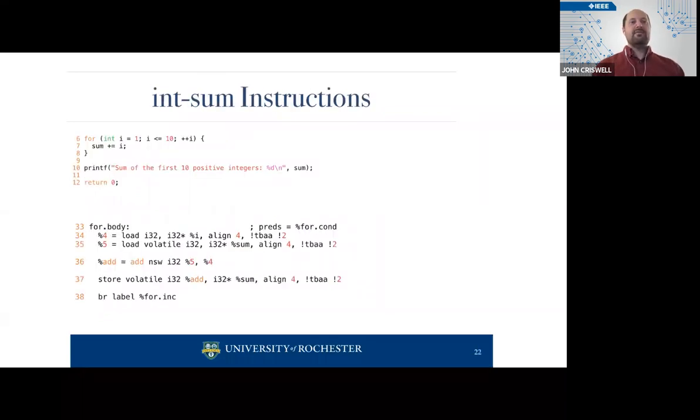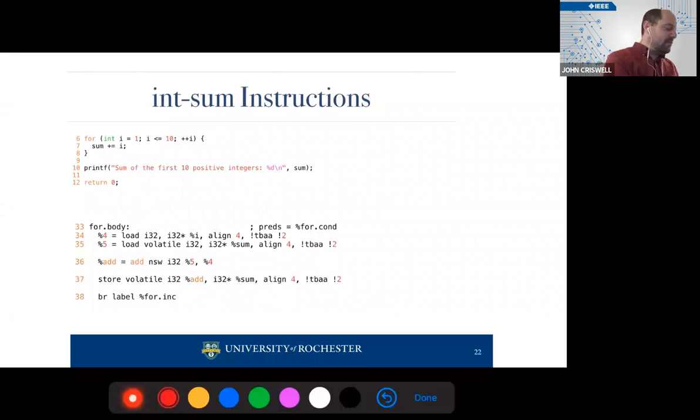And so again, kind of taking an example from our sum program. So again, we have this program here. It has a loop where it's adding the numbers 1 through 10, so the first 10 positive integers. And here's the LLVM IR code for that.